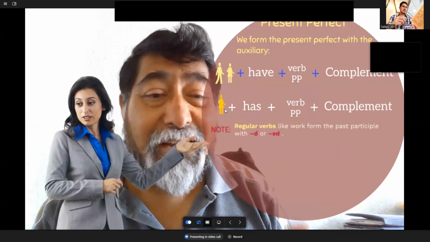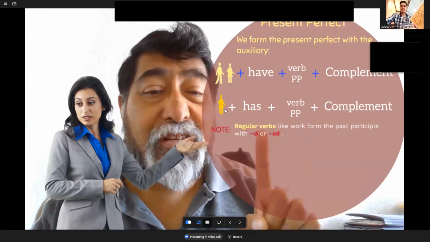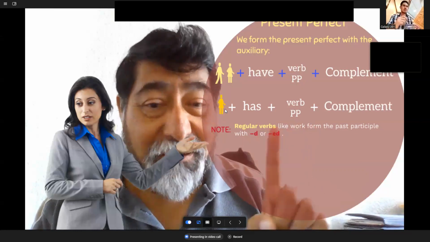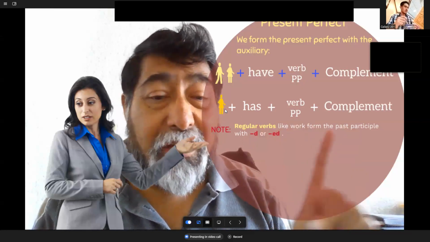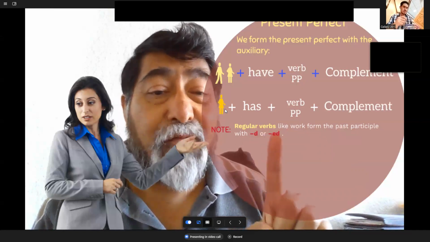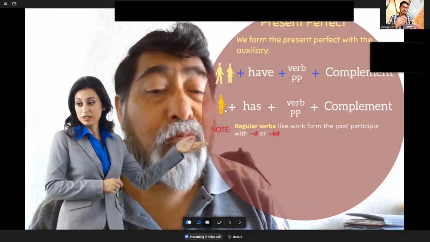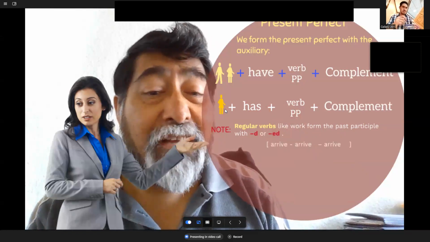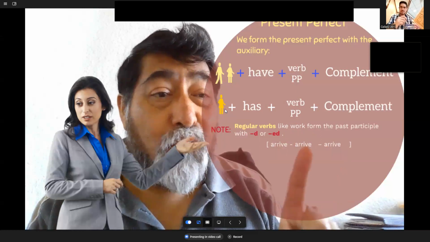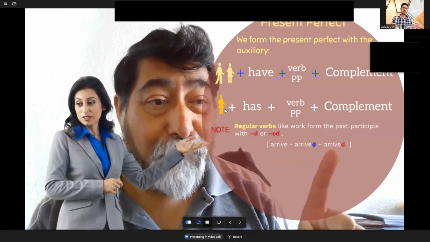If you analyze this note, when we work with regular verbs, most of them form the past participle by adding ed. But for most regular verbs, you just need to add the d. This d is used when the verb already finishes with the letter e. For example, arrive is a verb that finishes with e. So to form the past and the past participle, we just add a letter d.